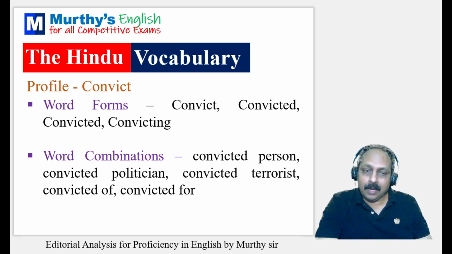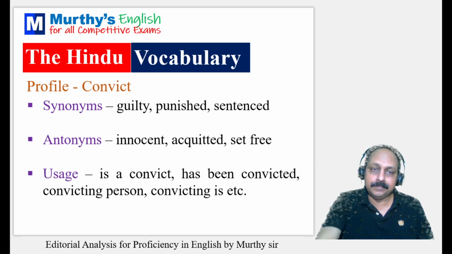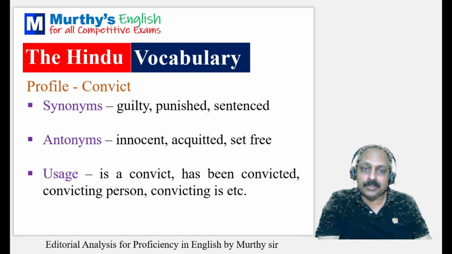Convicted person, convicted politician, convicted terrorist, convicted of, convicted for. When you learn a particular word, you should focus on the prepositions as well. You can use of or for. What are the synonyms? Guilty, punished, sentenced. Antonyms: innocent, acquitted, set free.